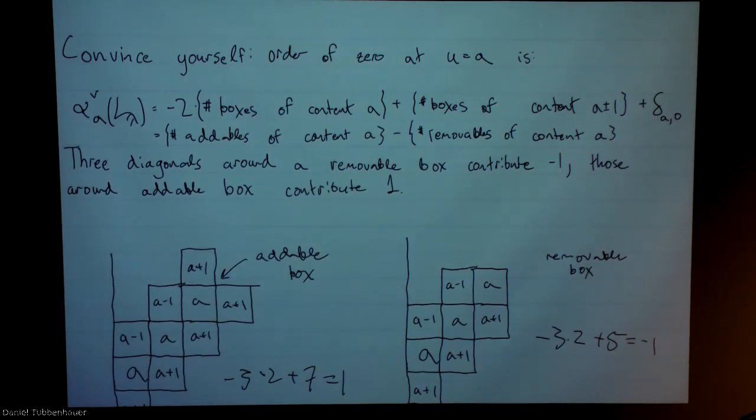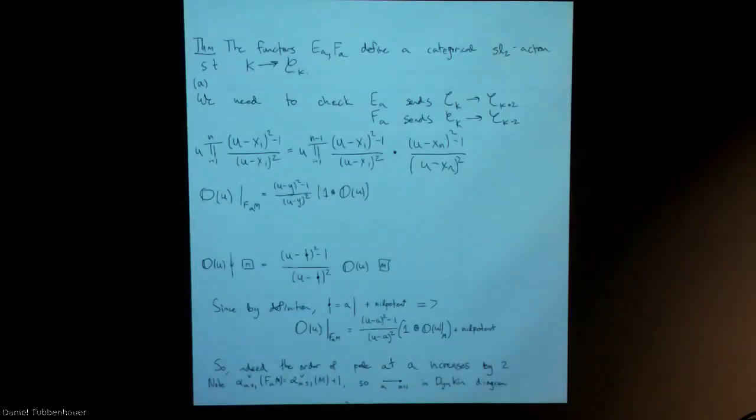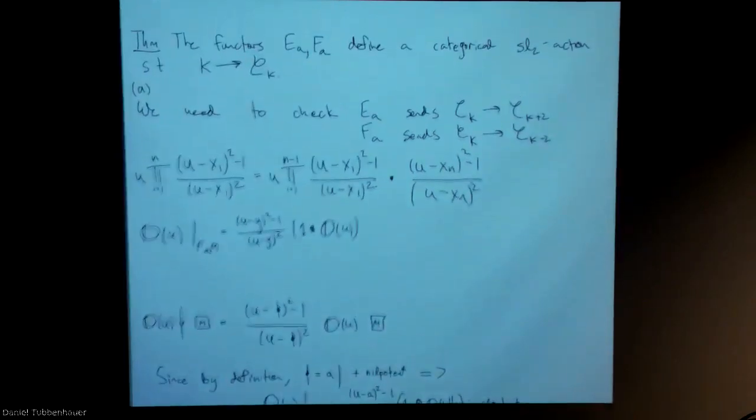Okay, this is one of these things where it's better to work through examples and convince yourself, but I just wanted to make that clear, that this is this very common statistic that shows up, the number of addable boxes minus the number of removable boxes, but I like to say it in a way that makes it a little more clear that it's an invariant. All right.